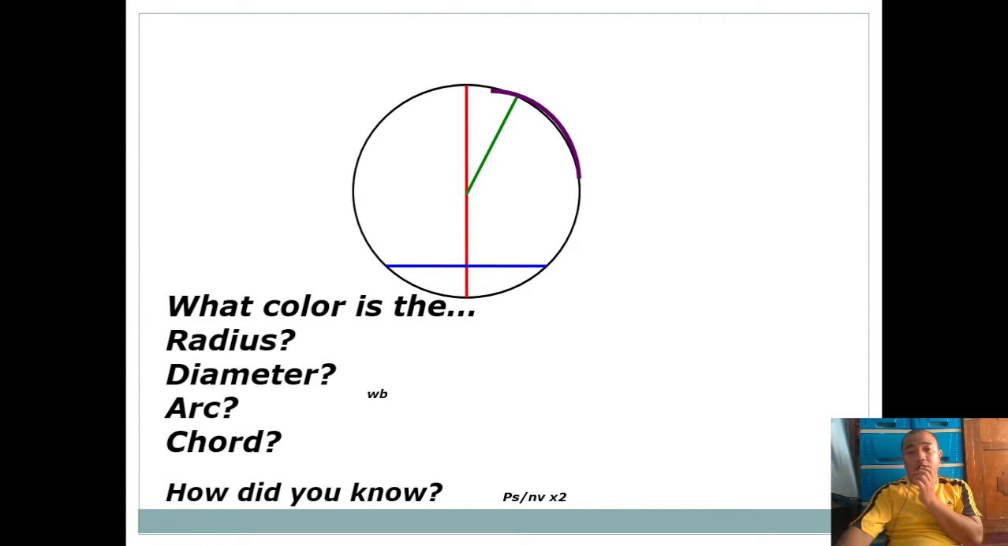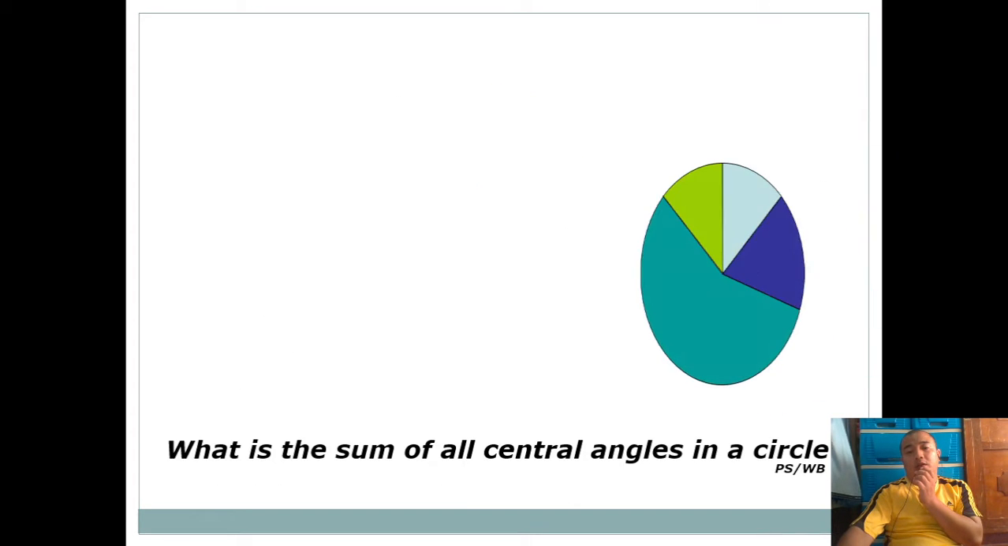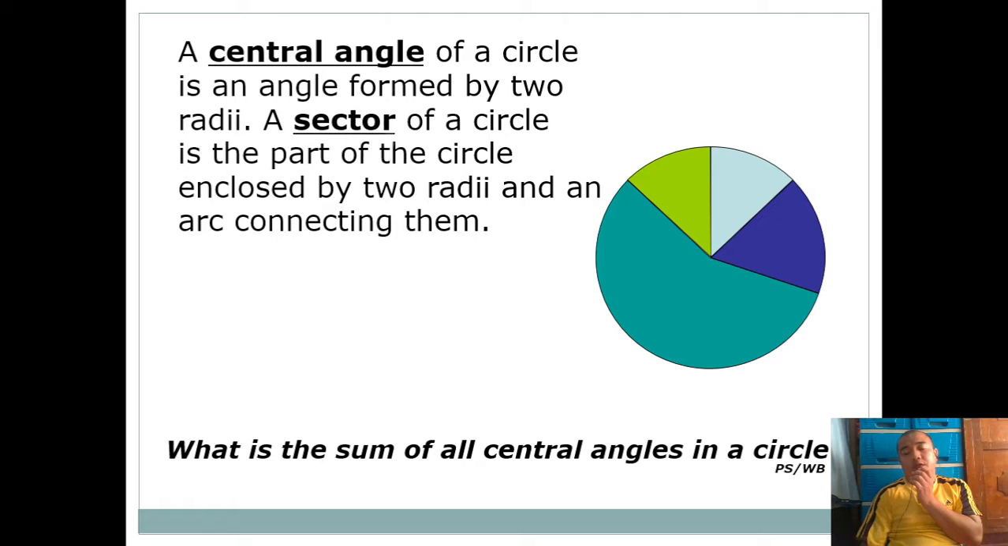What color is the radius? Answer: green. What color is the diameter? Red. What color is the arc? Purple. What color is the chord? Blue. Okay. And now, what is the sum of all the central angles in a circle?